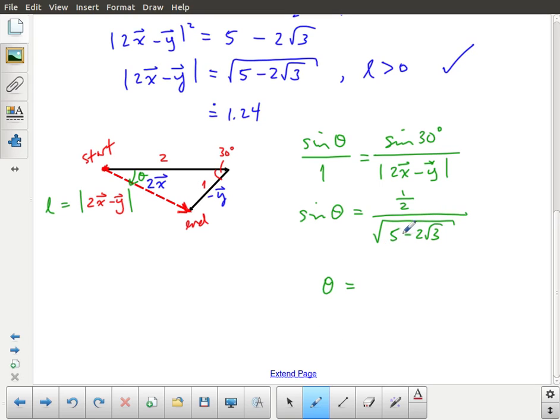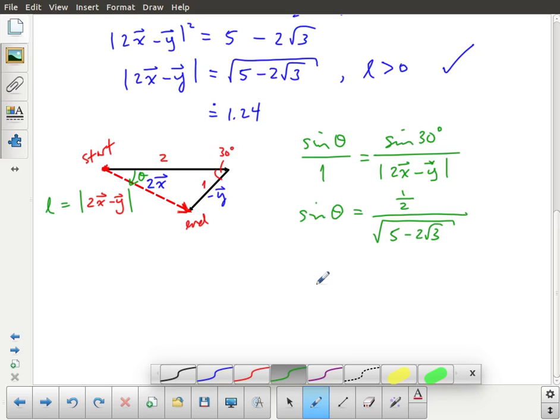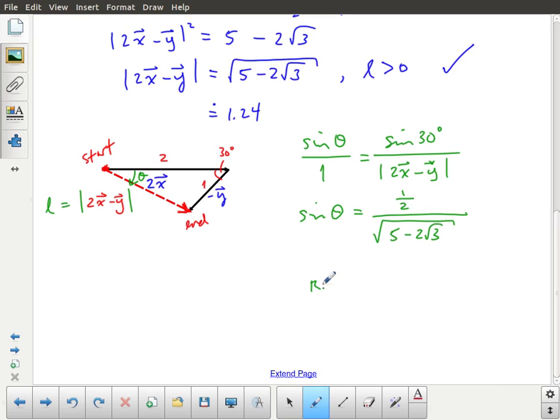And then from that, we end up with theta is equal to, now we have to consider both our ambiguous cases here. We don't want to be sloppy about this. What that really means is that my related acute angle is equal to, if I take the sine inverse of this whole thing, 23.8 degrees.